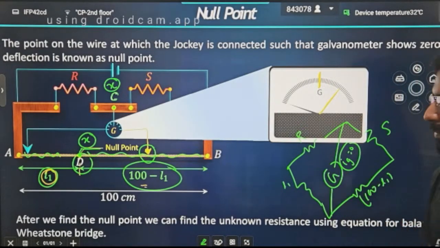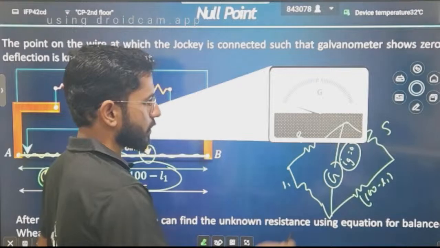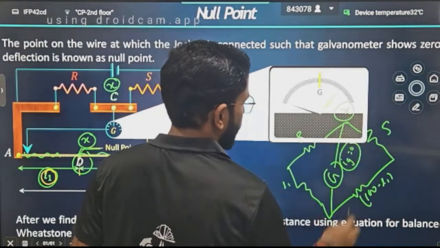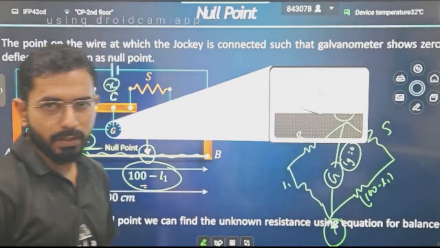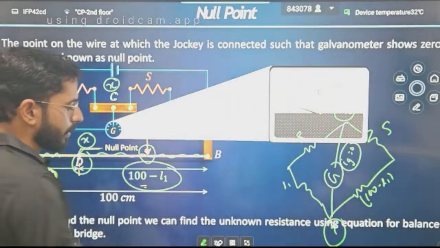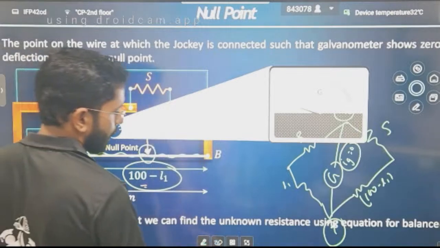Can you say, isn't it a Wheatstone bridge? Correct. And what is the property of a balanced Wheatstone bridge? It is a balanced Wheatstone bridge because the potential at this point and the potential at this point are equal. Or I can say in other words that the net current flowing through this section is 0. That means I can derive this relation.